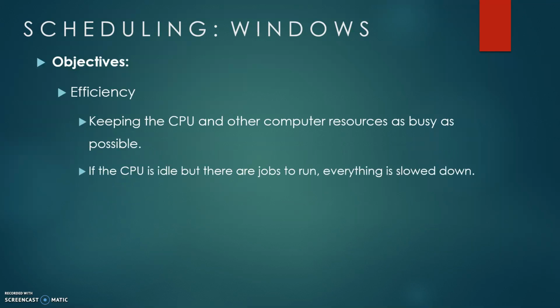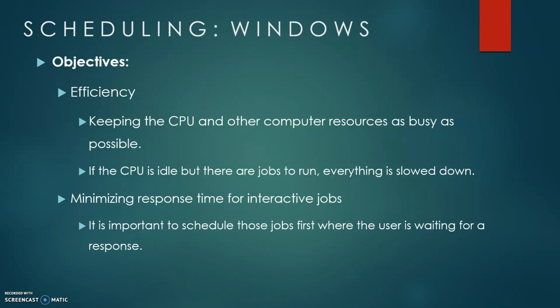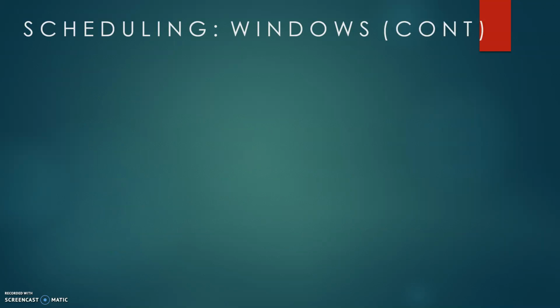Its objectives include, first, efficiency. It keeps the CPU and other computer resources as busy as possible. If the CPU is left idle but there are jobs to run, everything will be slowed down. It minimizes response time for interactive jobs. It is essential to schedule first the job where the user is waiting for a response.